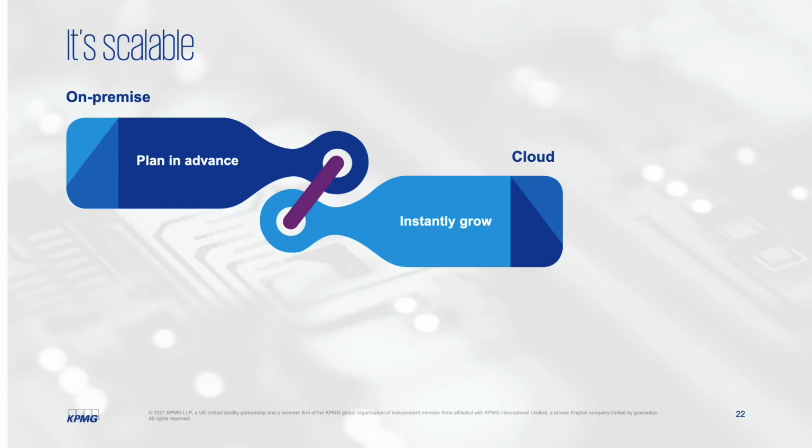With on-premise data centers, you used to have to plan the size of your equipment years and years in advance. However, with the cloud, you have the ability to instantly grow so that your service can handle either one user or 1 million users, and you can scale this immediately, almost overnight.